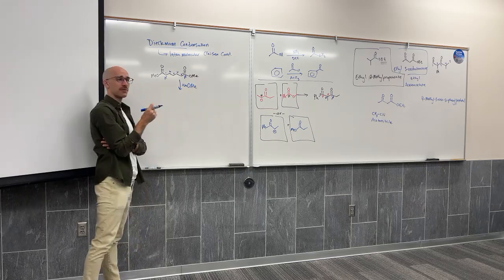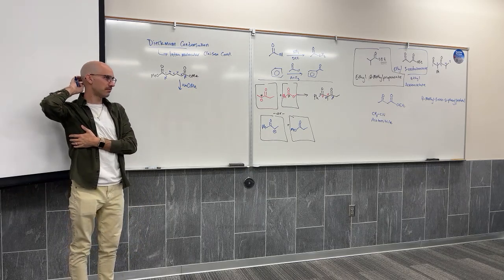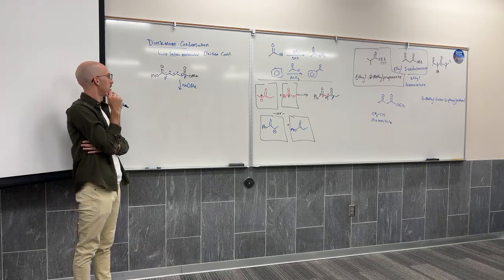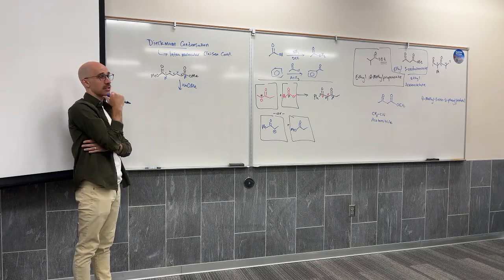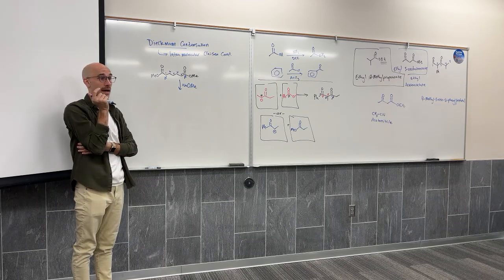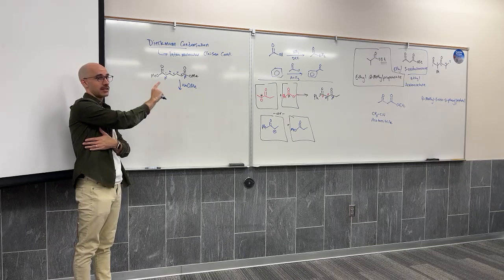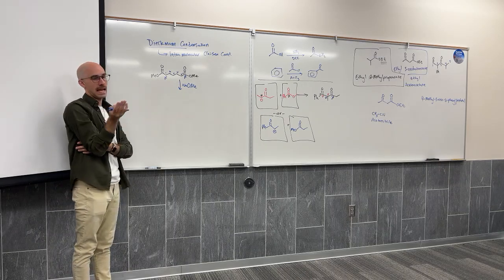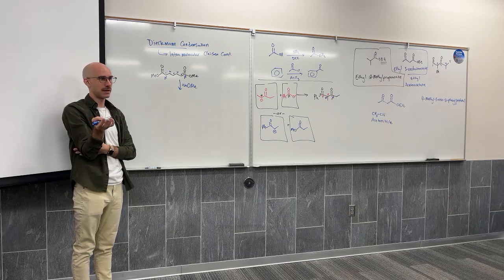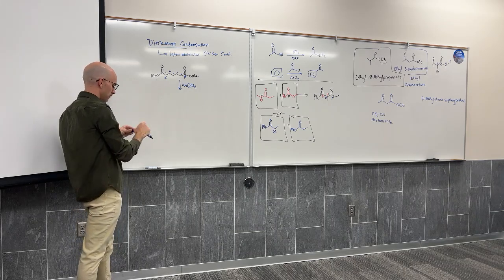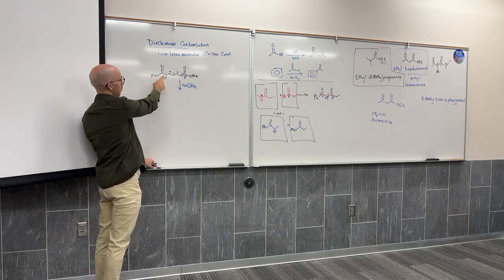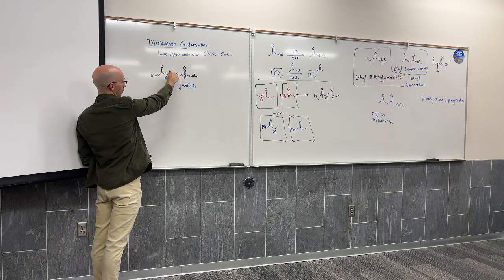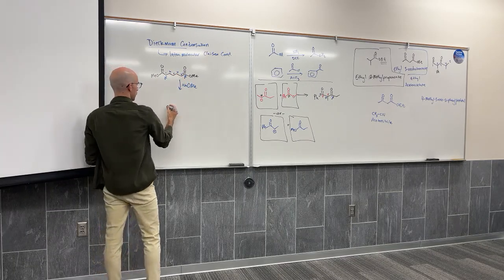I could react this with LDA, but that's more expensive and a little bit more challenging. I could really just react this with sodium methoxide, a base that matches the esters. That's going to make an enolate at either alpha position. They're symmetric. Alpha 1 attacks beta 2 and then comes together to make a 6-membered ring.